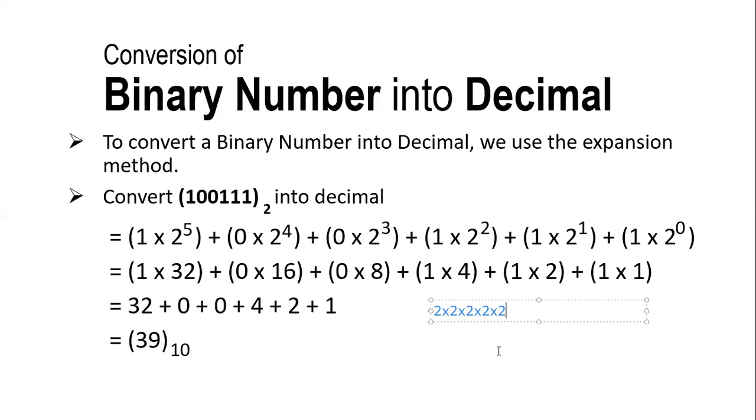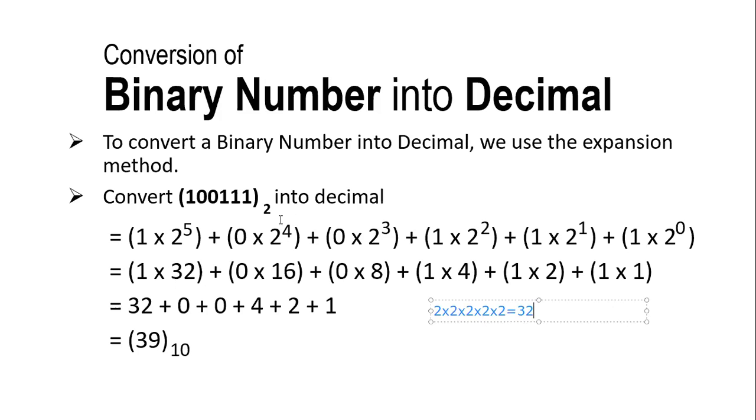We have multiplied the number 2 by itself, and once we are multiplying, we will be having 2 times 2 is 4, 4 times 2 is 8, 8 times 2 is 16, 16 times 2 is 32. So the answer is 32, as you can see over here as well.